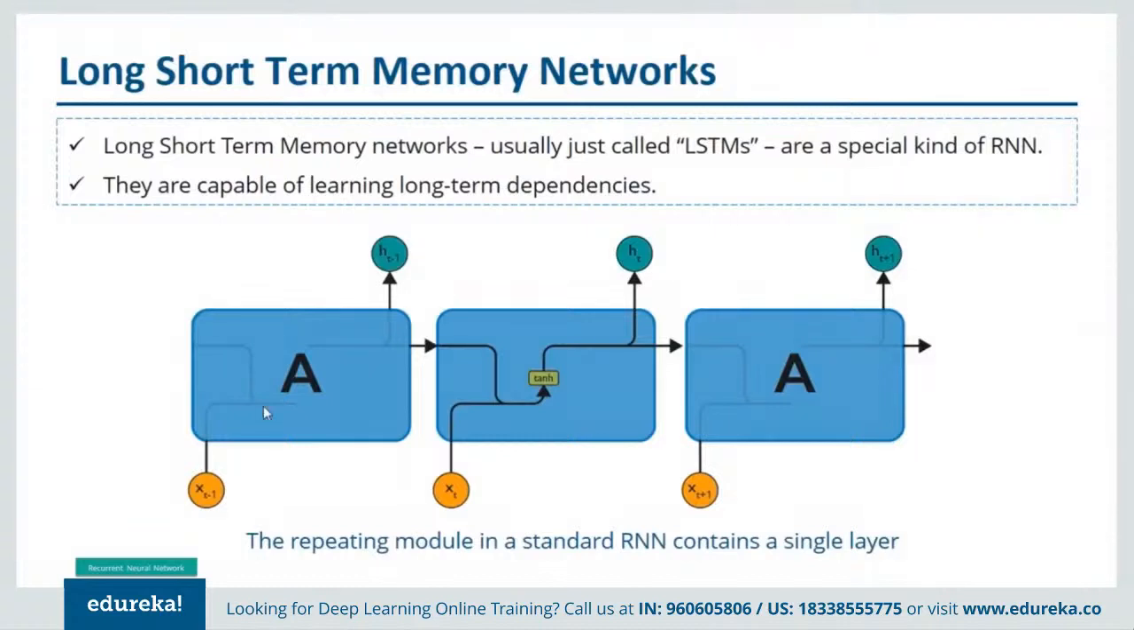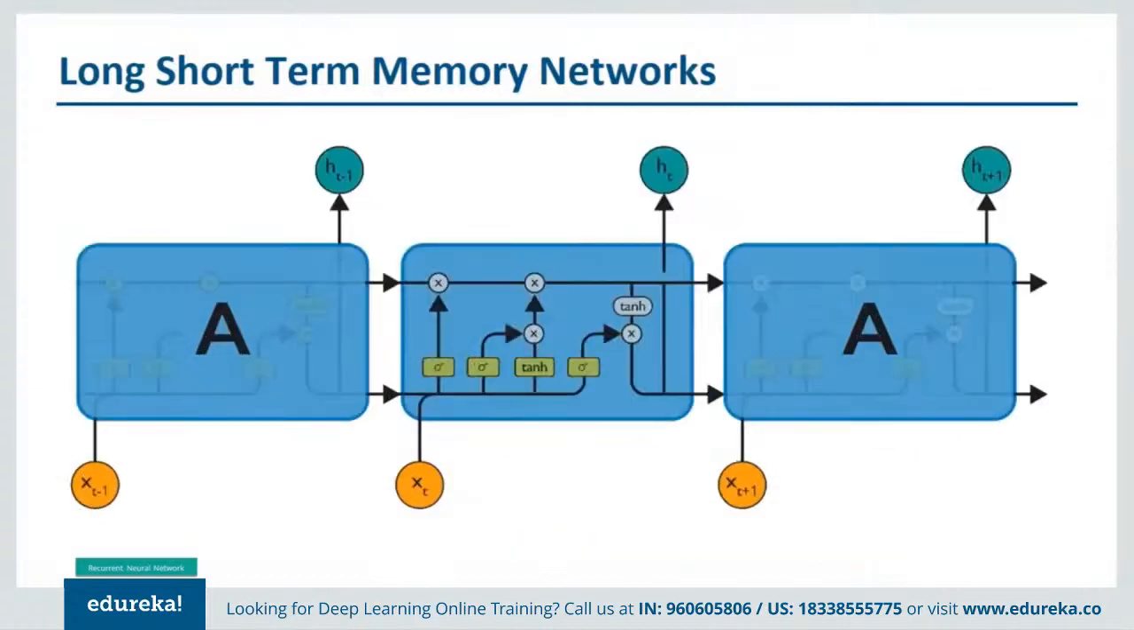Now we'll understand what exactly LSTMs are. This is the structure of an LSTM. If you notice, the LSTM also has a chain-like structure, but the repeating module has a different structure. Instead of having a single neural network layer, there are 4 interacting in a very special way. Now the key to LSTM is the cell state.